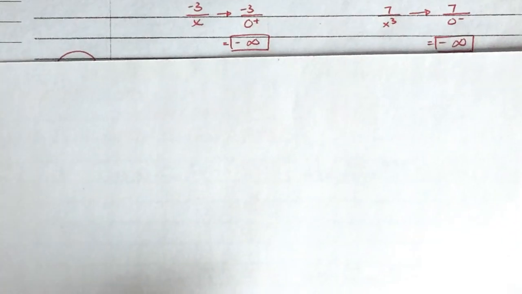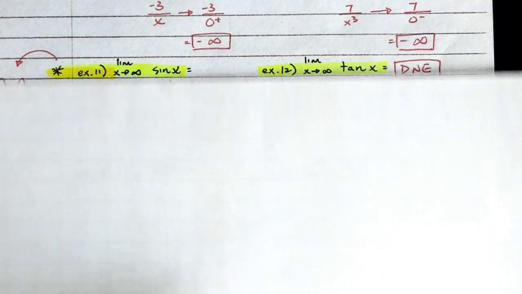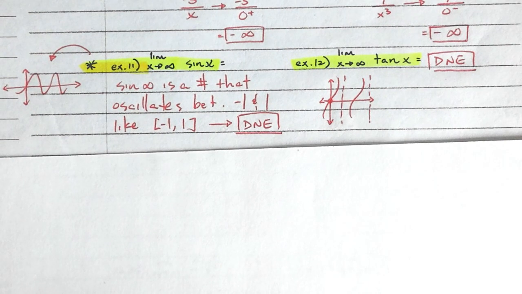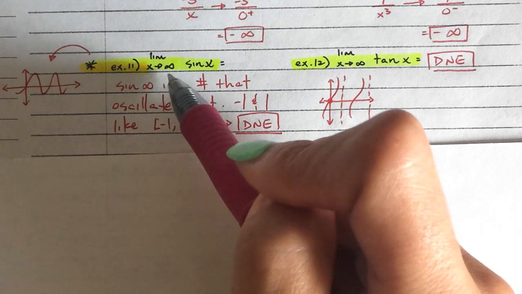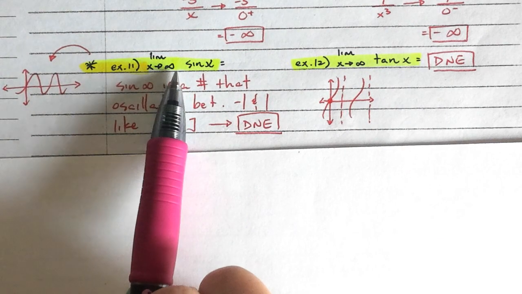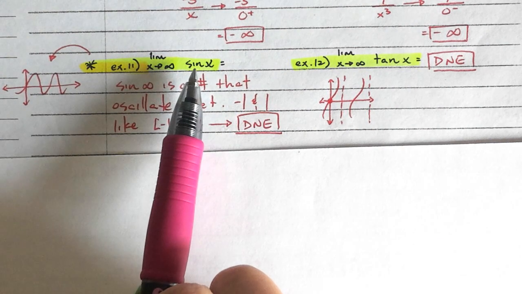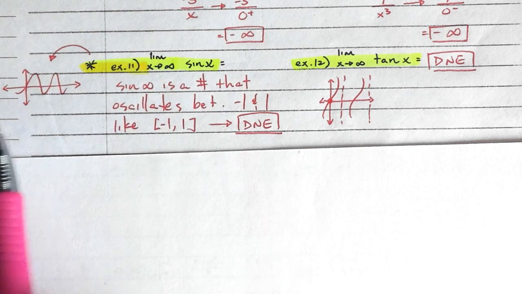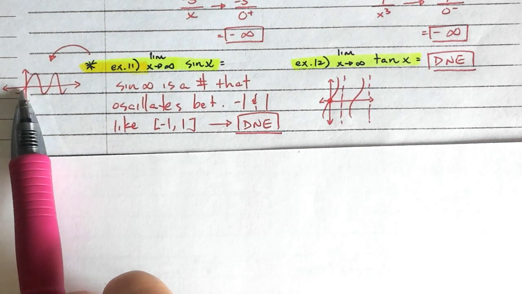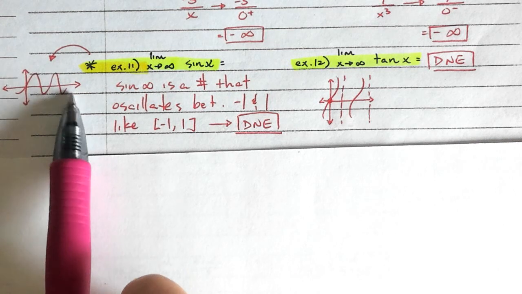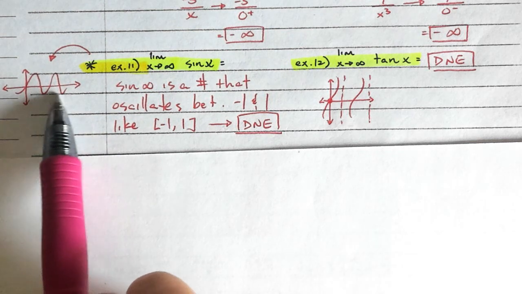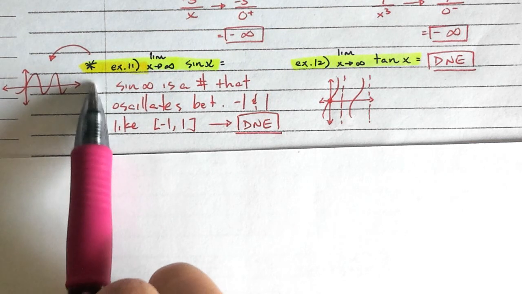Okay, the next part is really kind of weird and tricky. So these two are very interesting. So highlight them, please. So what about as we go to infinity for sine? So I want you to think about what the sine graph looks like. This is what a sine graph looks like. It starts at 0, 0, it goes up to 1, down to -1. So generally this is what it looks like forever and ever. And then on the very, very right side, it just goes forever and ever and ever.